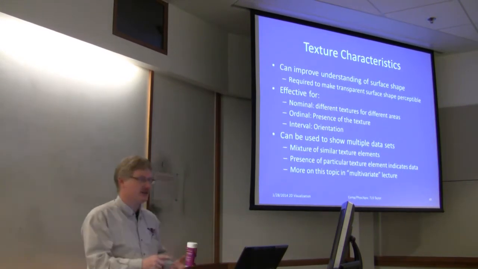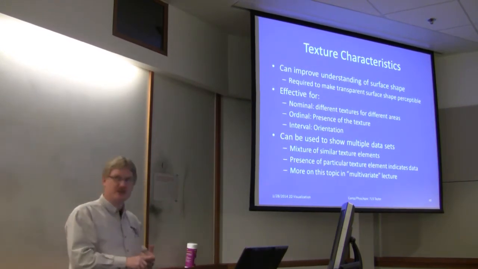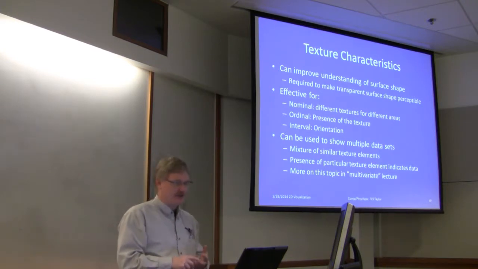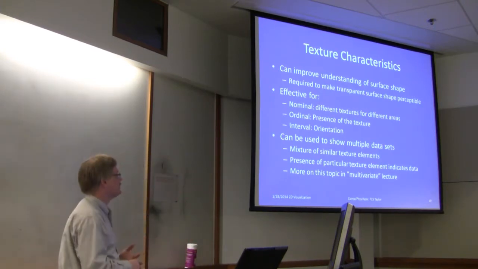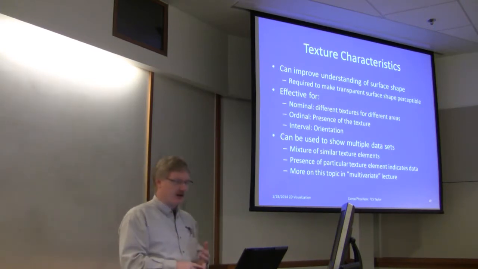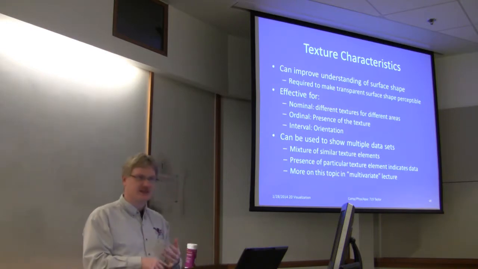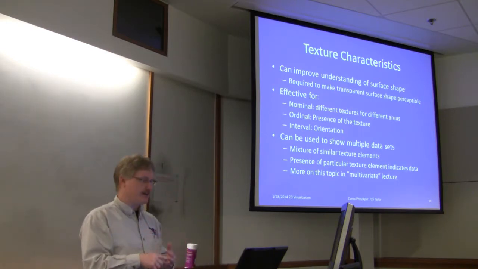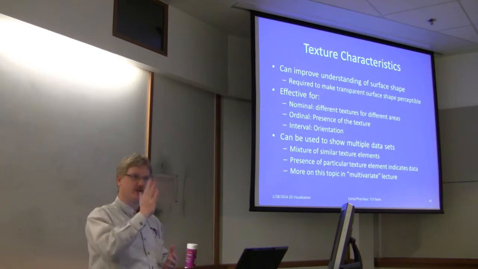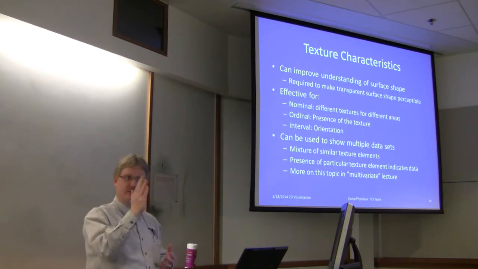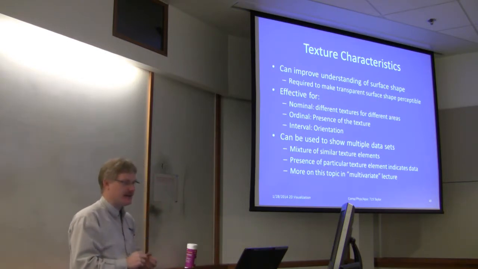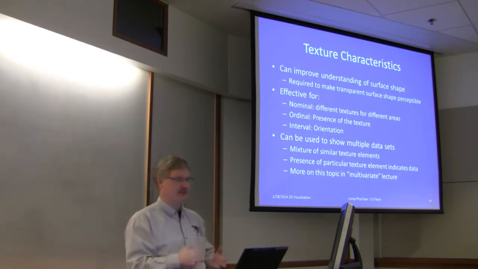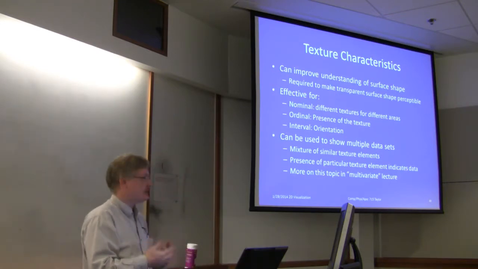All right, so texture. You can use it to improve understanding of the surface shape. And in fact, if you have transparent shapes, you need to do it to see anything. It's very good for nominal. It's good for ordinal, presence of the texture or absence. And interval you can get with orientation, right? So you can make a little speedometer gauge and give an idea of what the estimate for that is. You can also show multiple data sets, mixing similar texture elements, presence of an element.